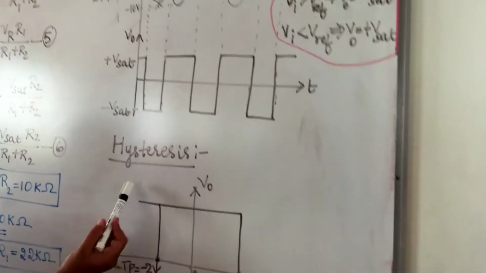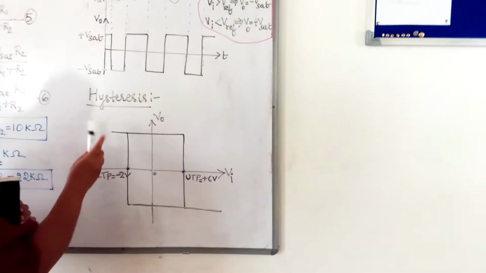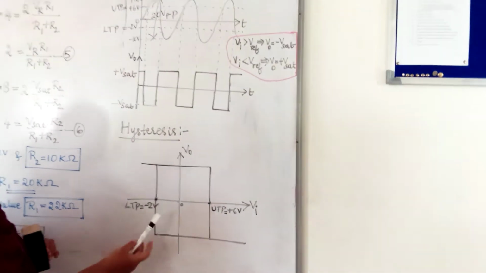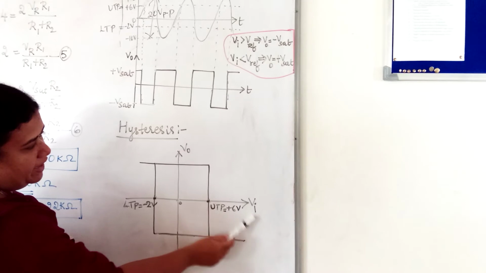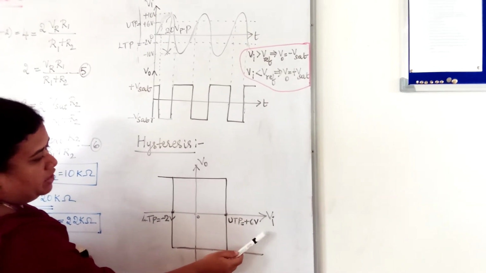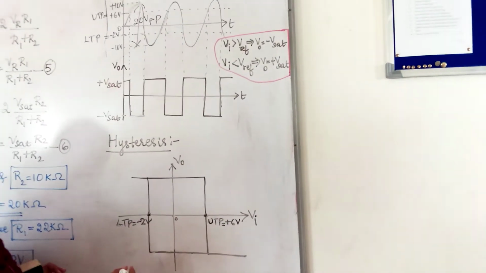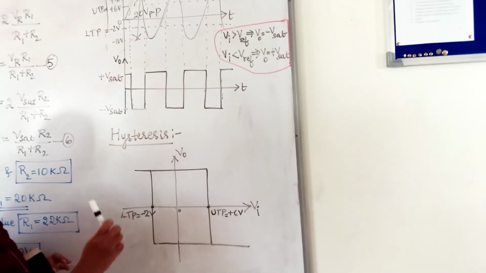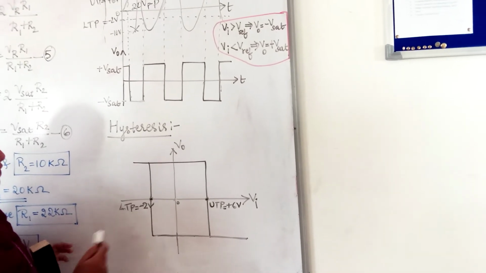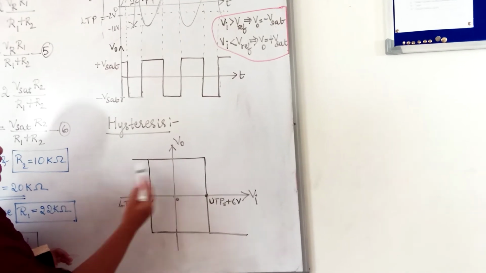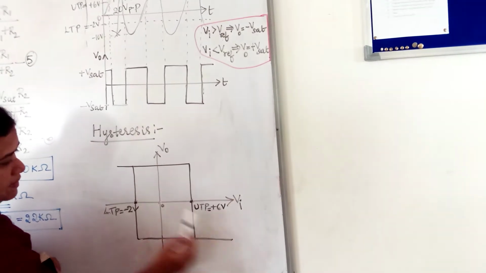Now next is the hysteresis. So hysteresis is nothing but the transfer characteristics. Transfer characteristics is nothing but the plot of V0 versus Vi, output versus input voltage. When we obtain the hysteresis curve, we press the X and Y button in the CRO, that I will show you. When I press that, we can obtain the hysteresis plot here. So this is the hysteresis plot.